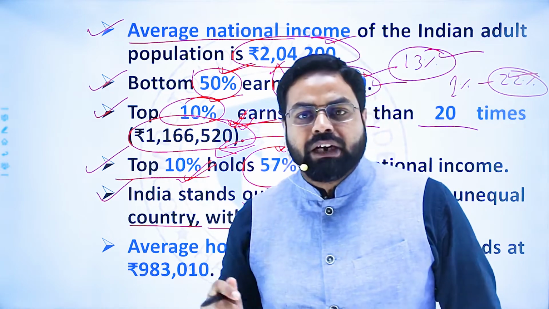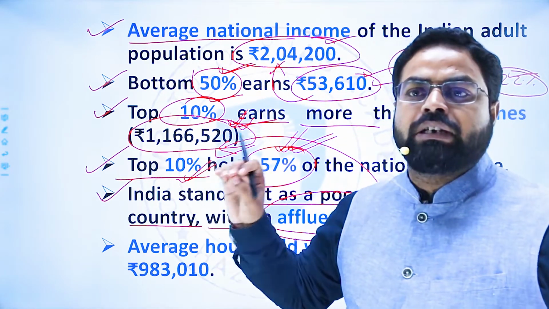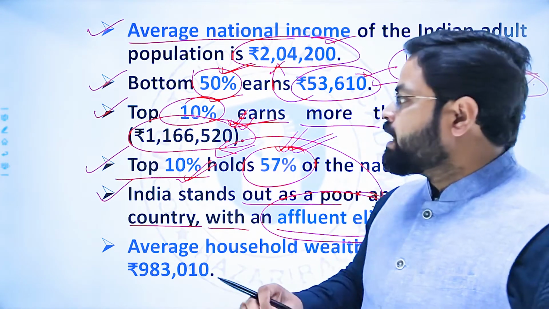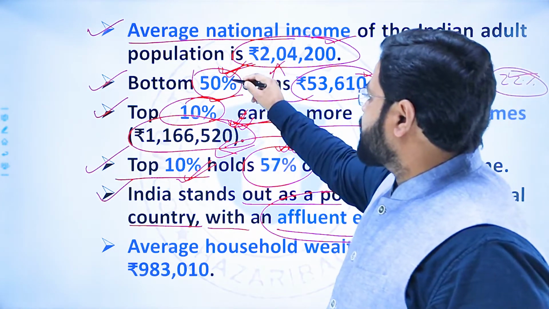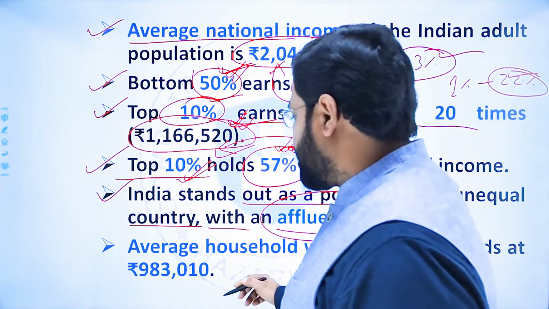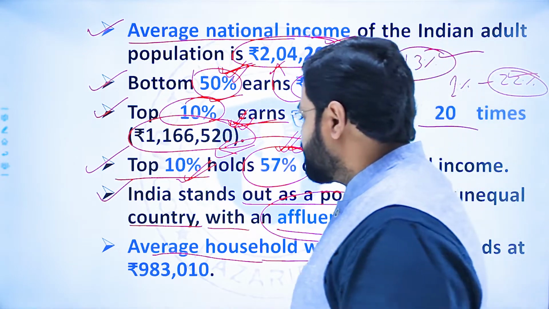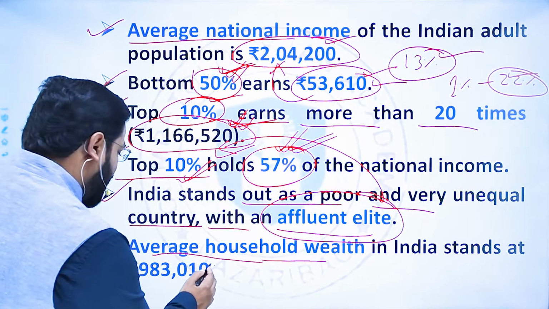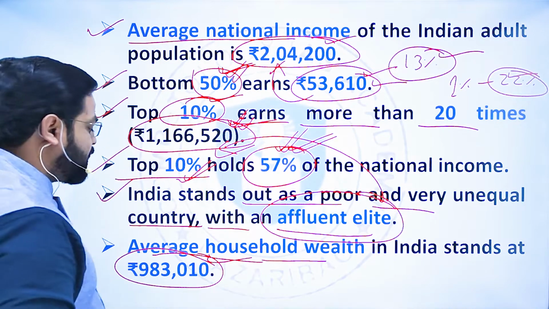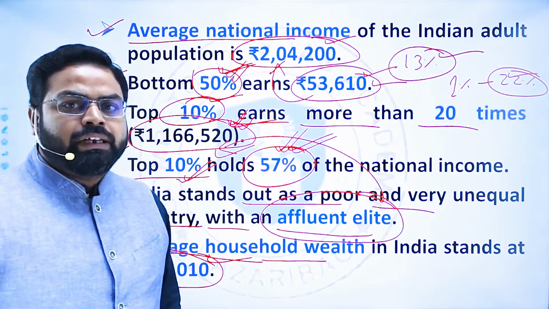If we talk about their per capita income, they are receiving 20 times more annual income than the bottom 50%, which is a glaring difference. And here, if we talk about the average household wealth in India, it is around 9,83,010 rupees.